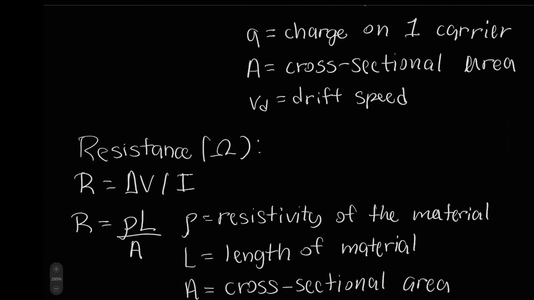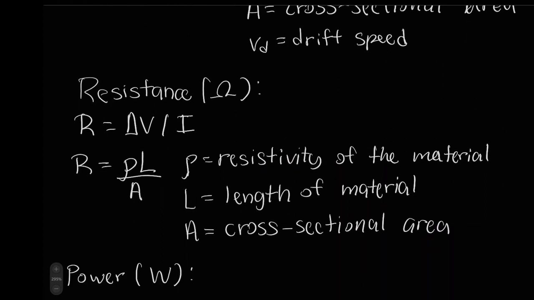Now, if we're talking about resistance, resistance is equal to V over I, and the units of resistance are ohms. Resistance is also equal to rho L over A, with rho being the resistivity of the material, L being the length of the material, and A being the cross-sectional area of it.